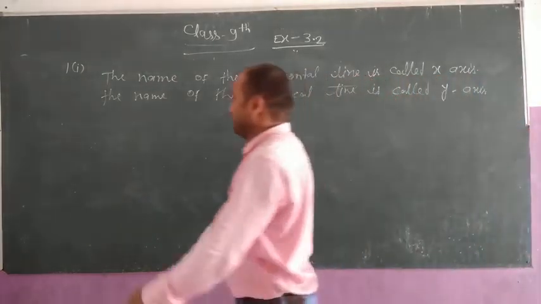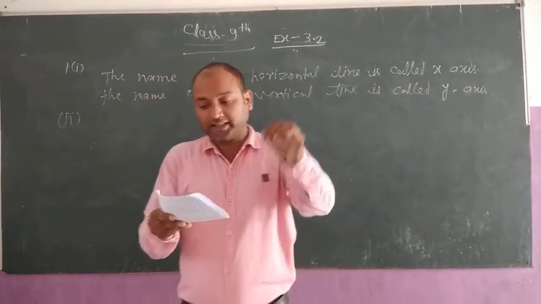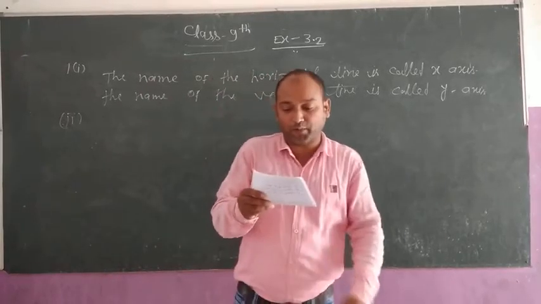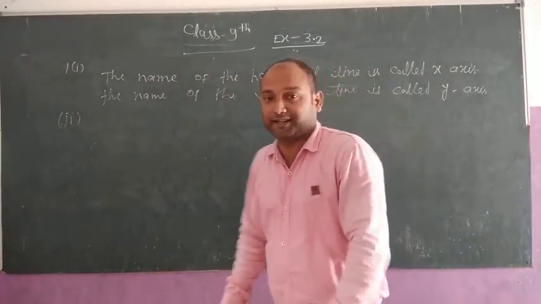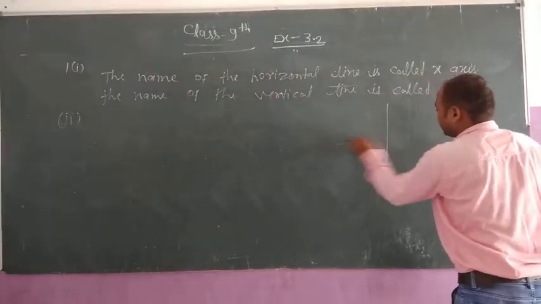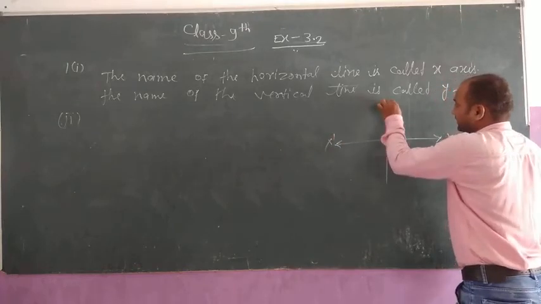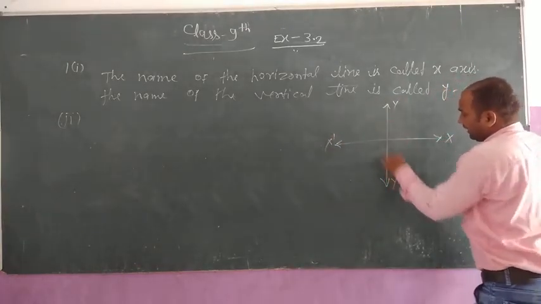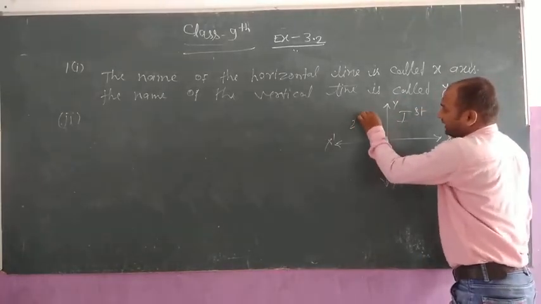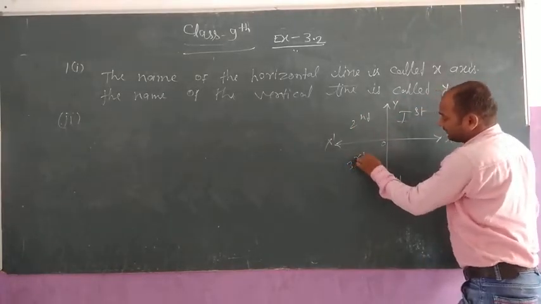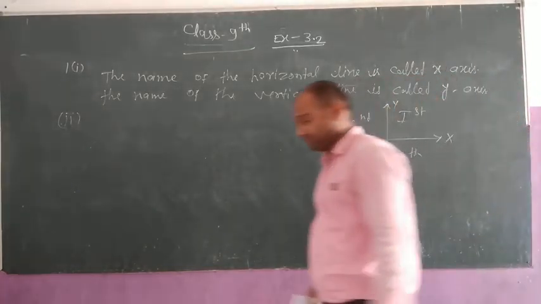And question number second: What is the name of each part of the plane formed by these two lines? Means each part is called quadrant. There are four quadrants. This is x axis, and this is the y axis, and this is the origin, and this is the first quadrant, and this is the second, and this is the third quadrant, and this is the fourth. Means each part is called quadrant.